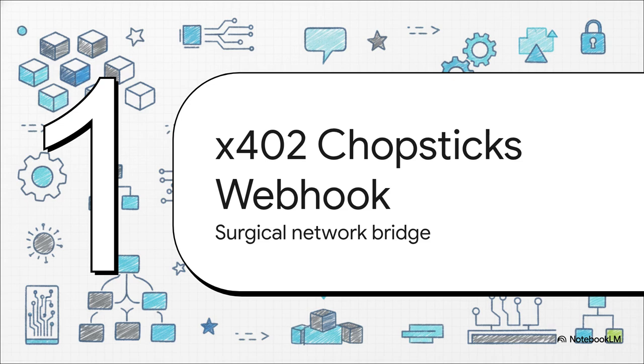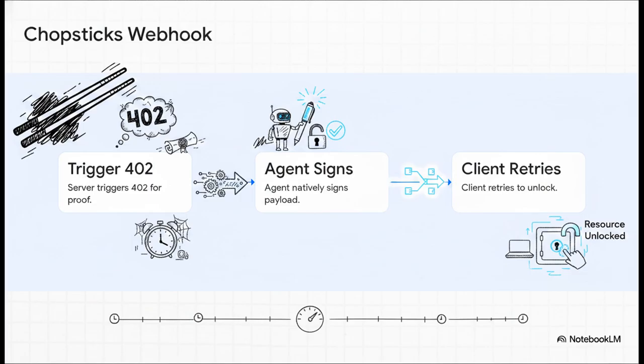Finally, Section 5, the X402 Chopsticks webhook, the surgical network bridge. So we have perfect hardware execution and perfect human authorship. But how do we actually transport this bit-perfect truth across the massive, chaotic internet? We use the Chopsticks webhook architecture. This is such a cool concept. It's an absolutely beautiful revival of a dormant 1996 Internet protocol, the HTTP 402 Payment Required Status Code.